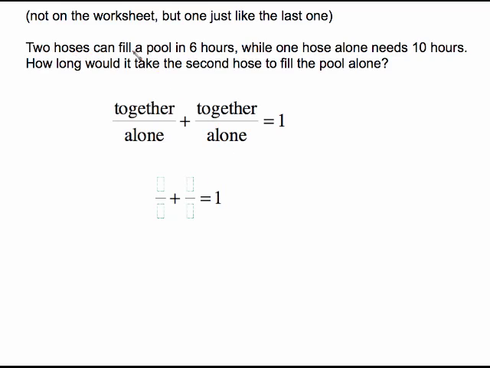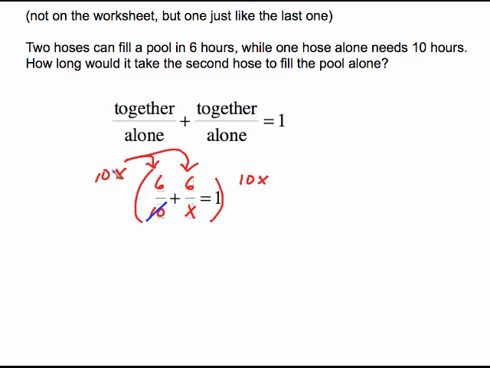So the two hoses can fill a pool in 6 hours. That is how long these two hoses are working together. So that's the same numerator for both fractions. One hose needs 10 hours. That's this denominator. What we're looking for, like on the last problem, is the denominator for this fraction right there. Just like the last one, we're going to multiply both sides by the common denominator, which is 10x. And incidentally, when I'm multiplying both sides by 10x, it really means I have to multiply that fraction by 10x and that fraction by 10x. And if I have chosen the common denominator correctly, these existing denominators should cancel out, and they do.